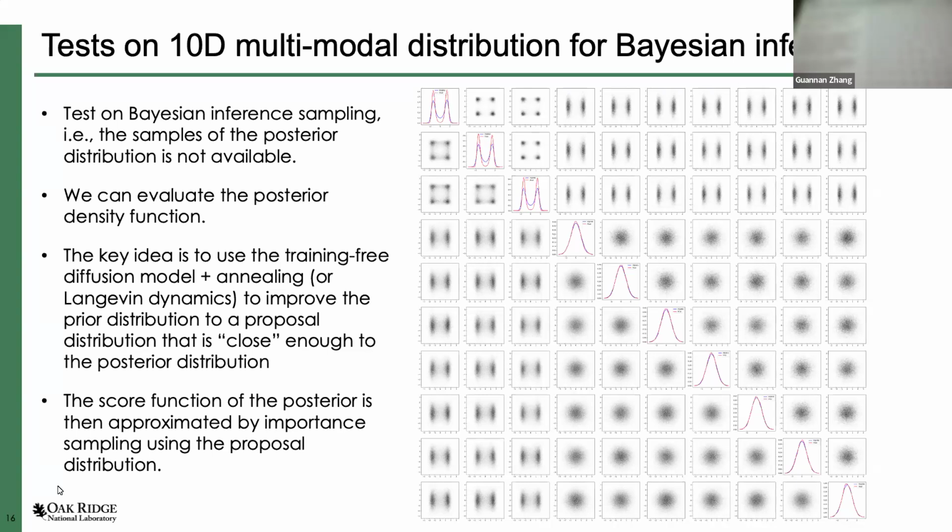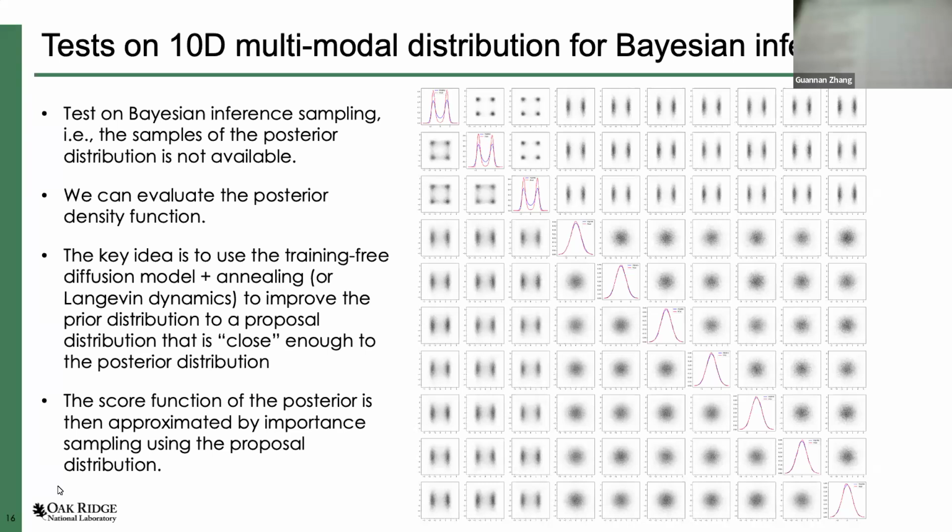One mode has 70% of the volume. The other mode has 30% of the volume. Usually, if you run a Monte Carlo or MCMC or Langevin in high D, sampling those two modes with the proper volume ratio is hard. But here we don't need that. The proposal doesn't need to respect that.